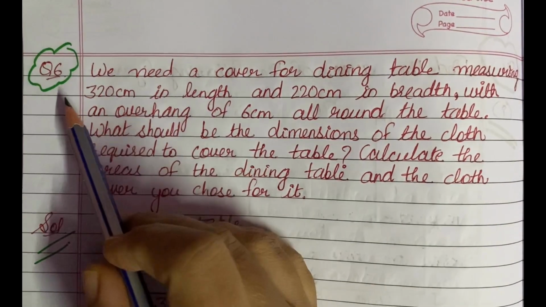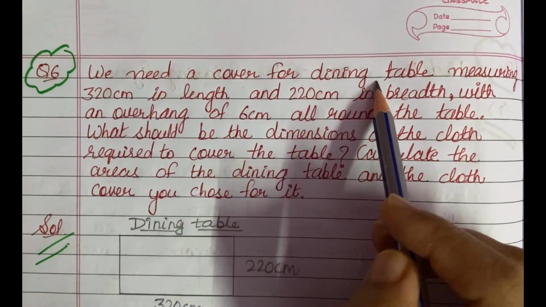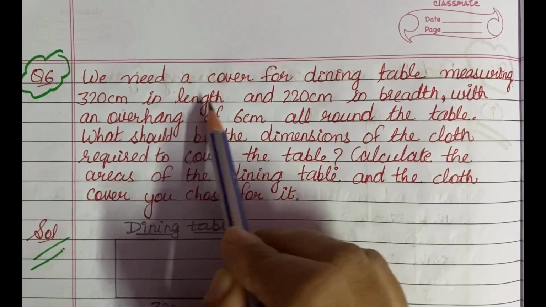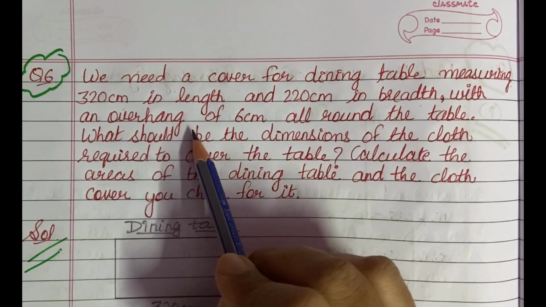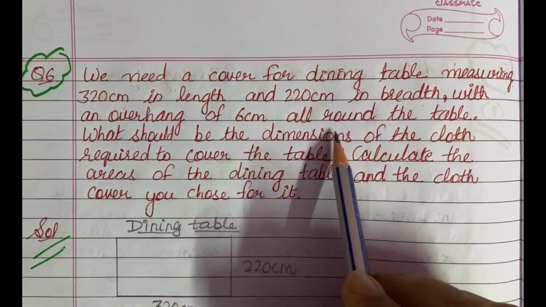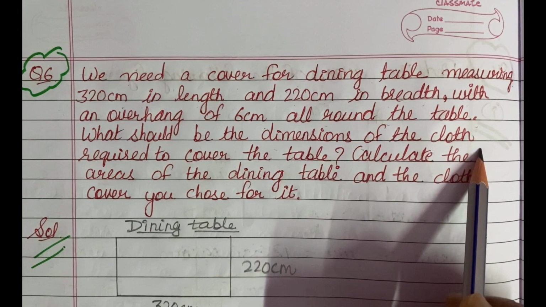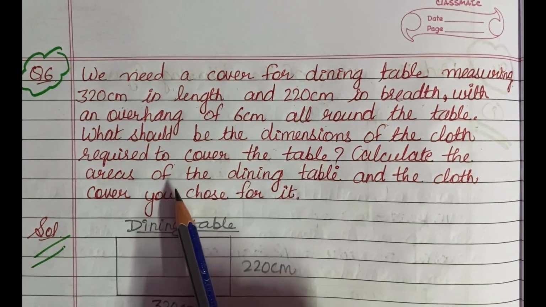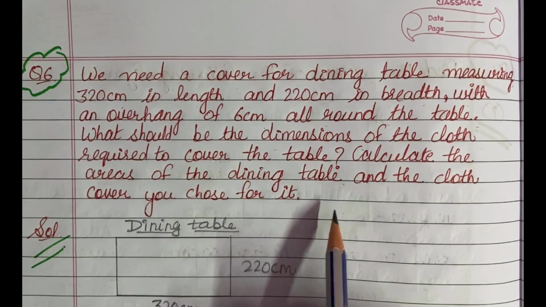Next is question number 6, and it says that we need a cover for a dining table measuring 320 centimeter in length and 220 centimeter in breadth with an overhang of 6 centimeter all round the table. What should be the dimensions of the cloth required to cover the table? Calculate the areas of the dining table and the cloth cover you choose for it.